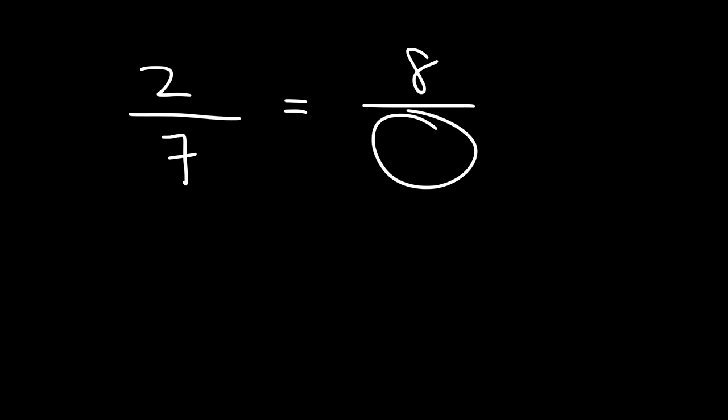Here's another example that you can work on. Find a missing number that will make these two fractions equivalent. So 2 times what number is 8? Well, we know that 8 divided by 2 is 4, so 2 times 4 is 8. So we need to multiply the 7 by 4, which will give us 28.